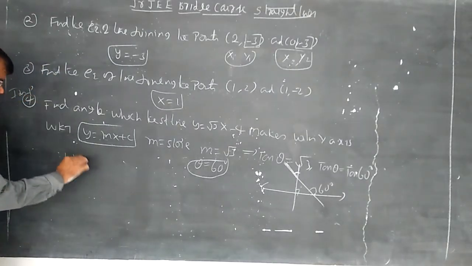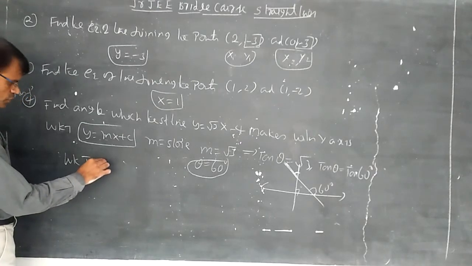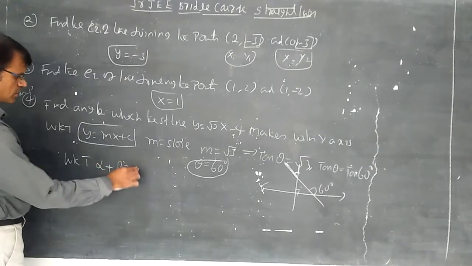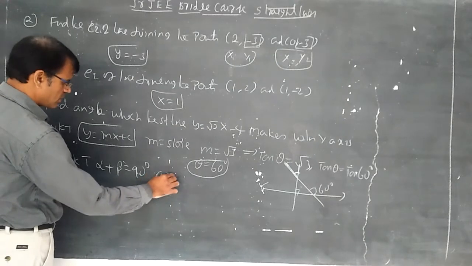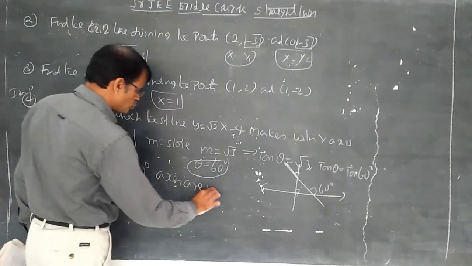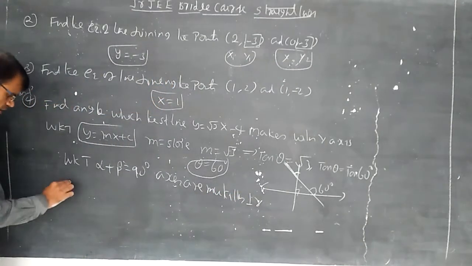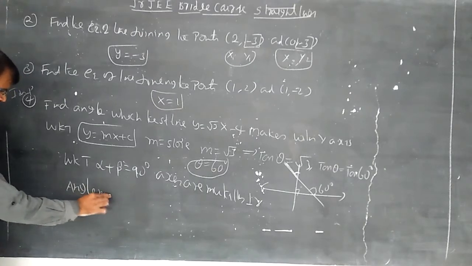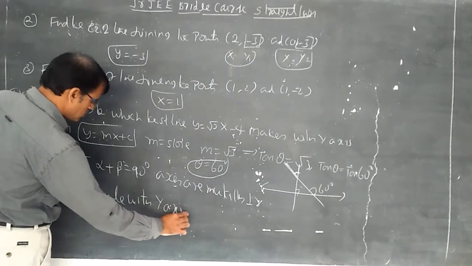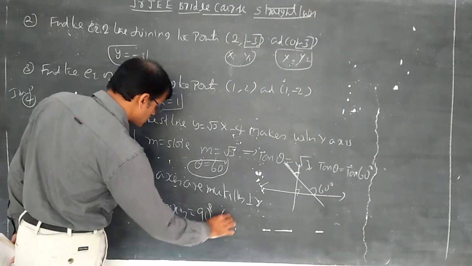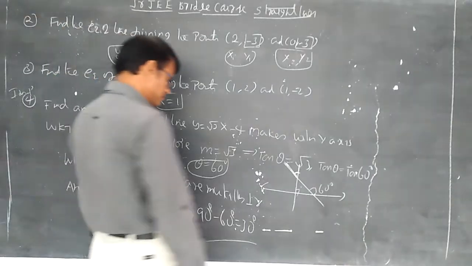We know that the axes are perpendicular, so you can write alpha plus beta is equal to 90 degrees. The axes are mutually perpendicular. So the angle made with the y-axis is equal to 90 degrees minus 60 degrees. You should write 30 degrees as the correct answer.